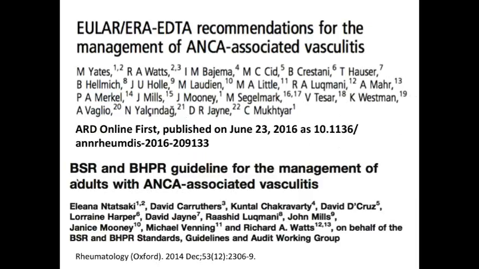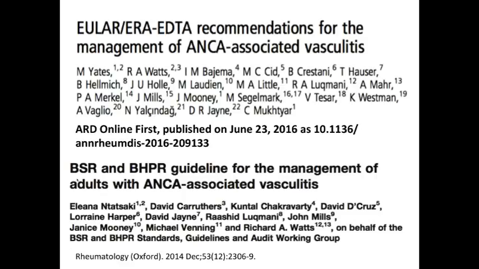Over the last 2 to 3 years, as Joyce mentioned, there have been 2 new sets of guidelines. The first was produced by the British Society for Rheumatology and published in 2014. And more recently, the European League Against Rheumatism, EULAR, and the European Renal Association, ERA, and the European Dialysis Association, EDTA, have produced recommendations for the management of ANCA-associated vasculitis. There's not a great deal of difference between these 2 sets of guidelines because they were published relatively close together and shared some overlapping membership.